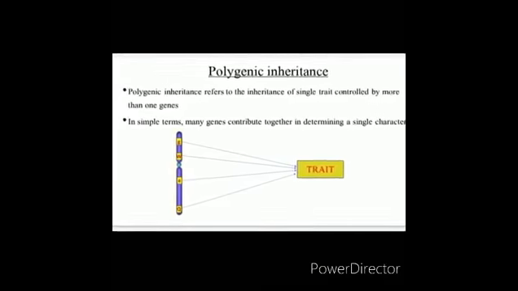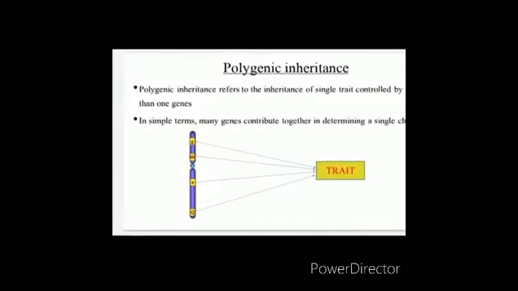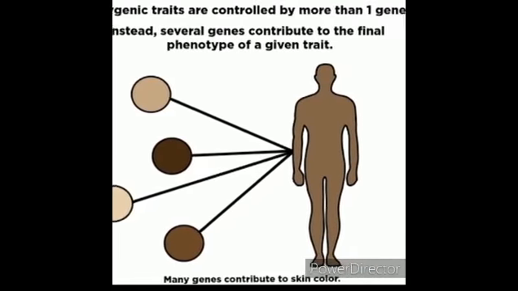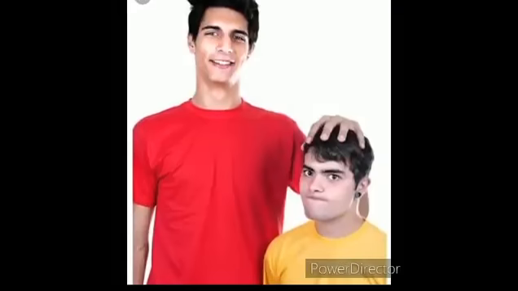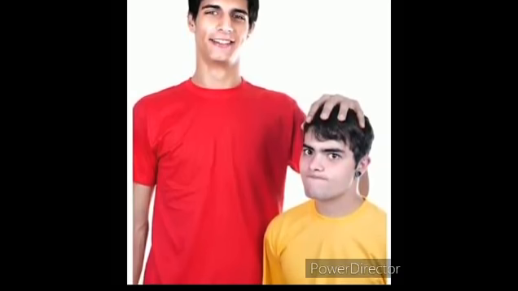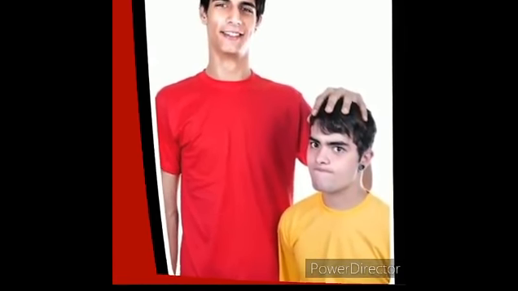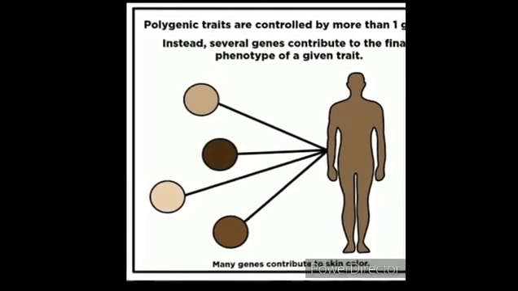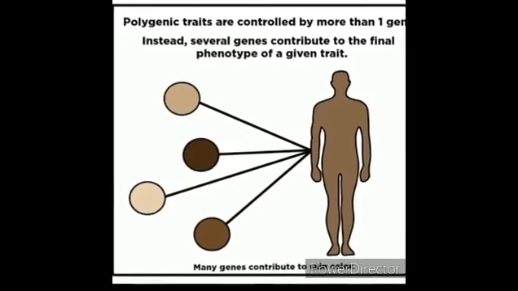Polygenic inheritance means inheritance of a single trait is controlled by more than one gene. For example, human skin color, human hair color and height of humans. Polygenic inheritance is also called multiple genes. The polygenic traits are controlled by more than one gene.